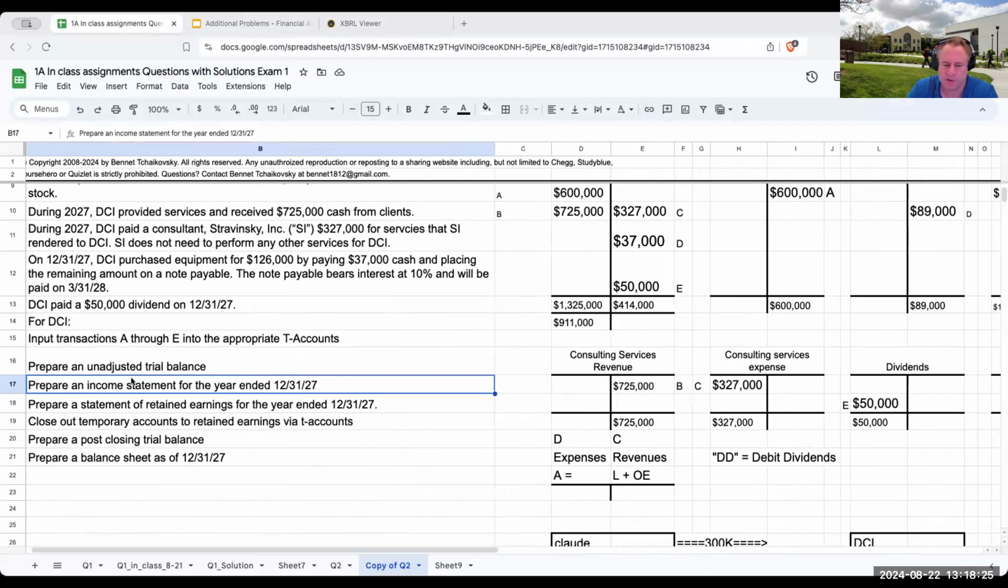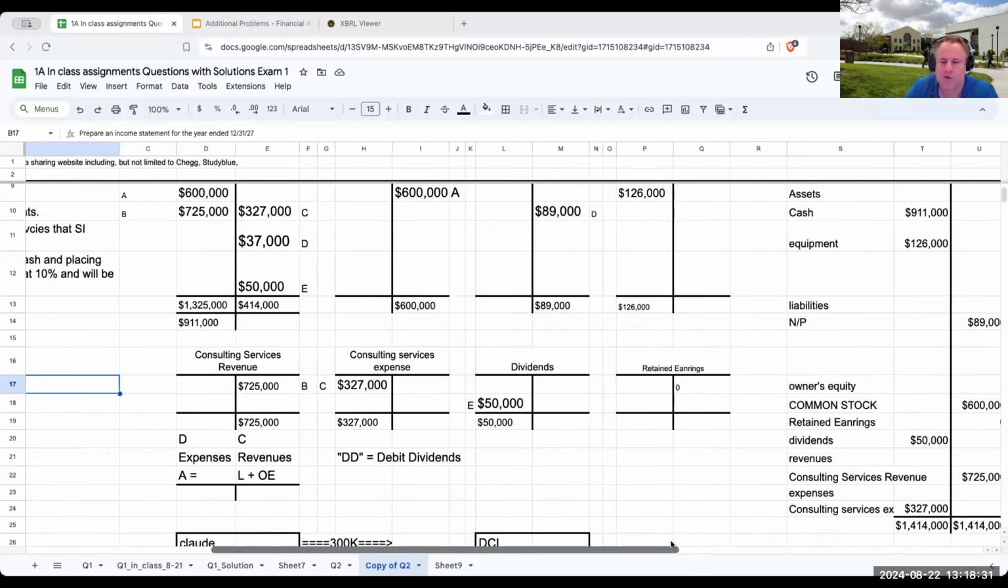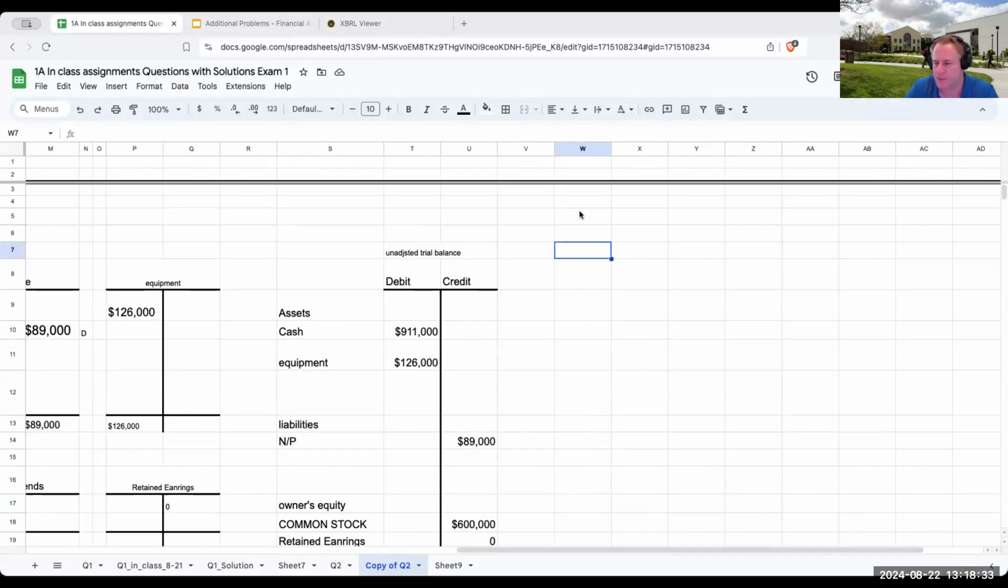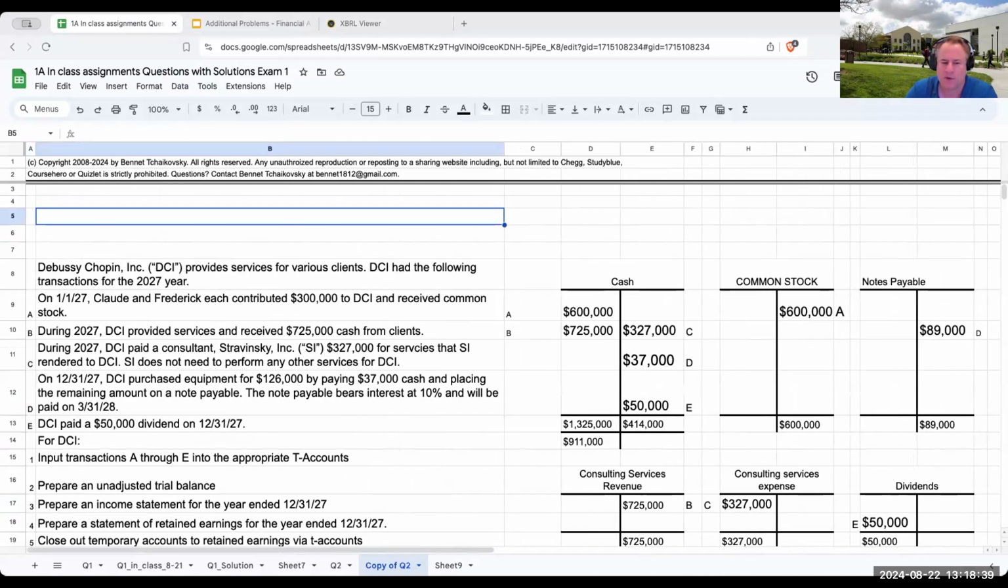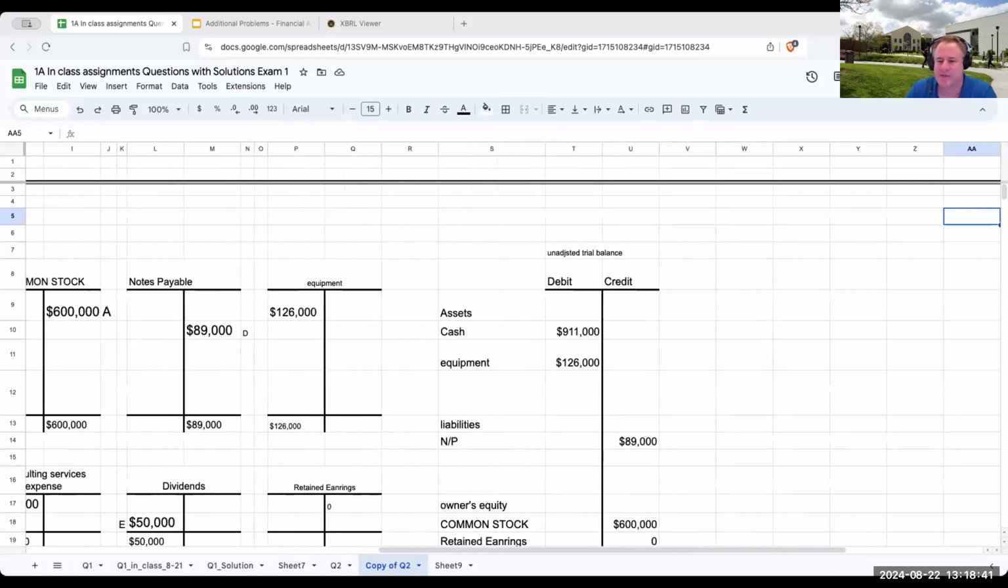The way we're going to do this is it says prepare an income statement for the year ended 12/31/27. So whenever we do a financial statement, really important here, we're going to say the name of the company. In this case, it is going to be DCI.